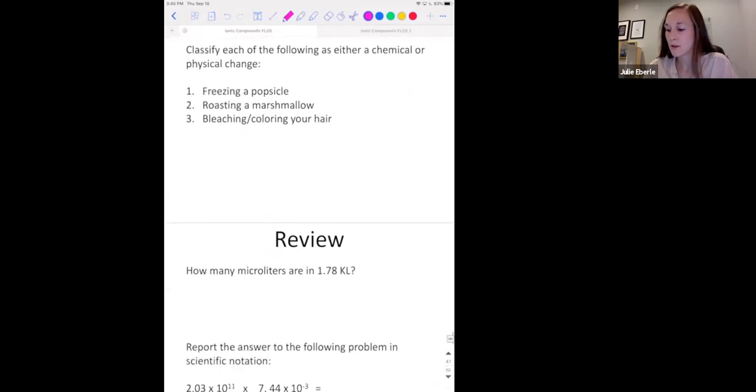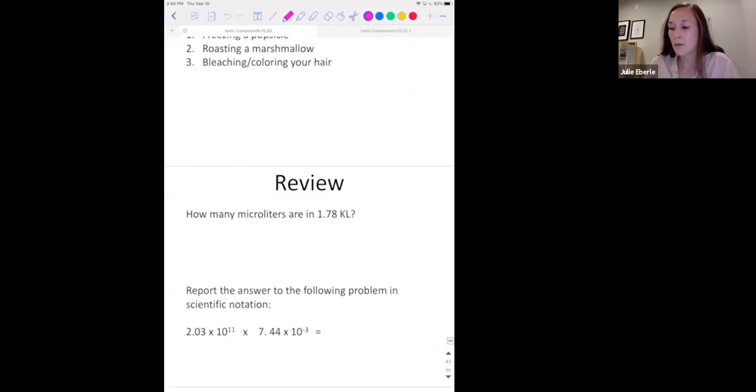Let's move on. Let's get into some math. How many microliters are in 1.78 kiloliters? So grab your calculator if you need to. Aubrey's running. And when you finish that one, you can go on to the second one as well. That's a scientific notation problem. So you got to remember the rules for that.